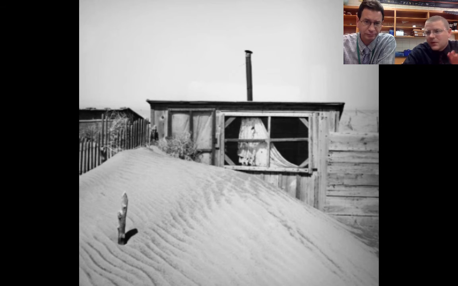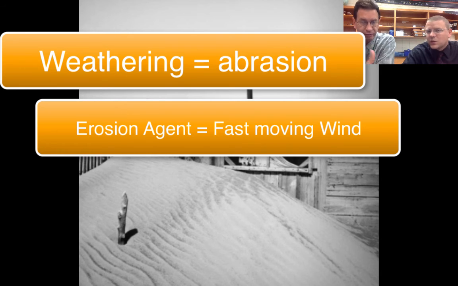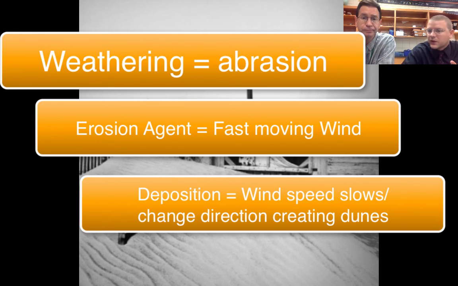If we want to recap our weathering, erosion, and depositional features, the weathering process for wind is abrasion. So picking up small particles and sandblasting materials around it. The erosional agent is fast-moving winds. They suspend particles, they push particles across the ground in creeps or saltations. And then for deposition, you end up with just piles of sand called dunes. And that's created when the wind slows down or changes direction.